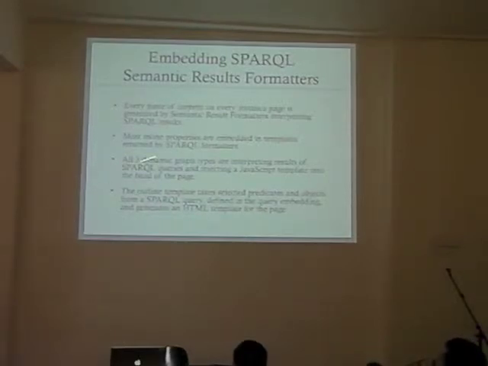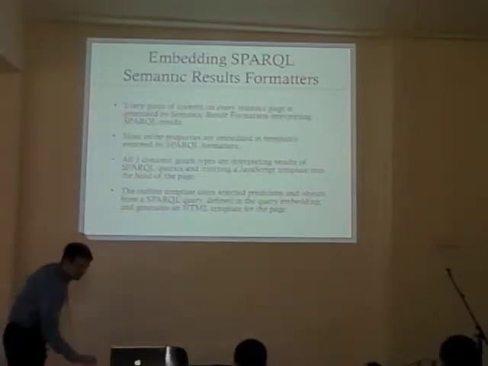And next, all three of the types of dynamic graphs are interpreted results by Sparkle queries, and they are JavaScript injected into the head. And then the outline template takes selected predicates and objects from a Sparkle query, because I'm basically just asking for everything in the data store. I select the predicates and objects I want, and then I put them into our HTML template.